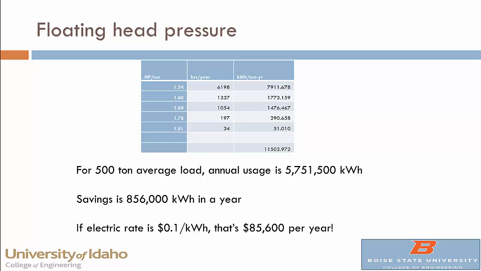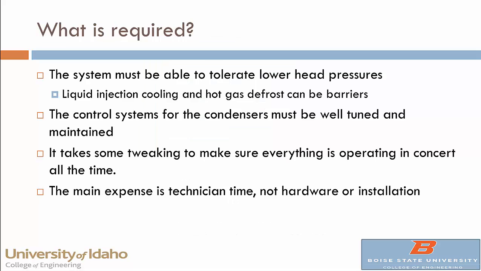And for an electric rate of, say, 10 cents a kilowatt hour, which is not uncommon for the East and certainly in Alaska, that saves $85,000 a year. If it's half that, it's still $43,000 a year for changing a setting on your system. Okay, so it's kind of a no-brainer, and yet not many people do this.